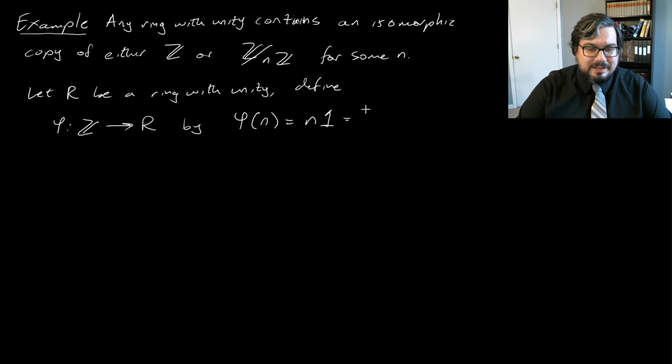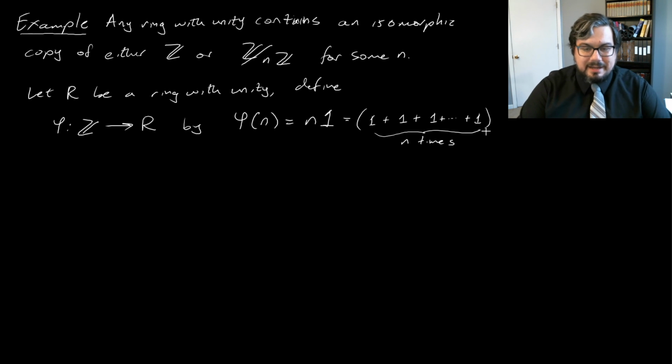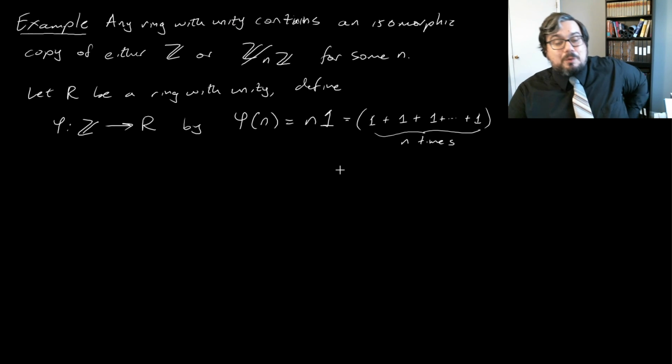Now, of course, I'm writing it this way. n doesn't necessarily belong to R, but 1 is the multiplicative identity, and so when we write n times 1, we mean 1 plus 1 plus 1, and so on, plus 1, n times. And that's if n is positive. And then if n is negative, then we're adding up -1 a bunch of times.